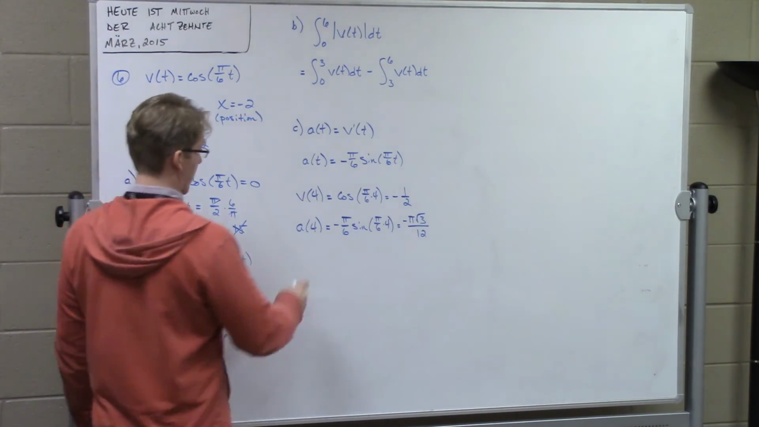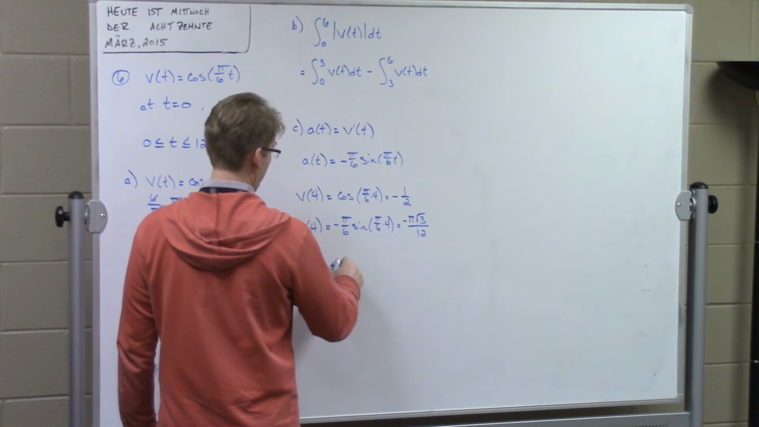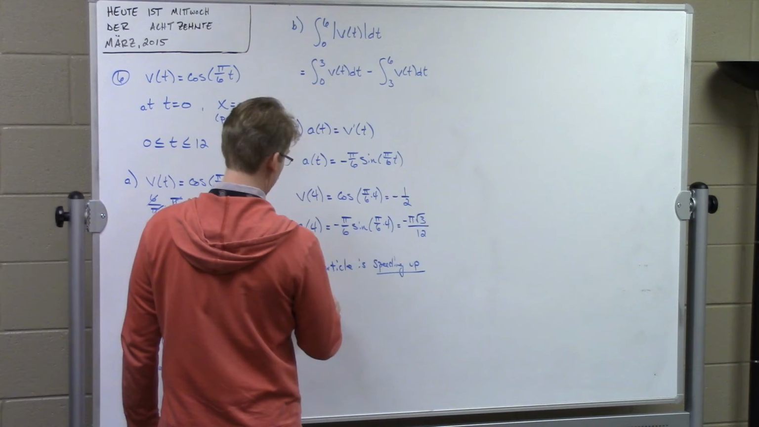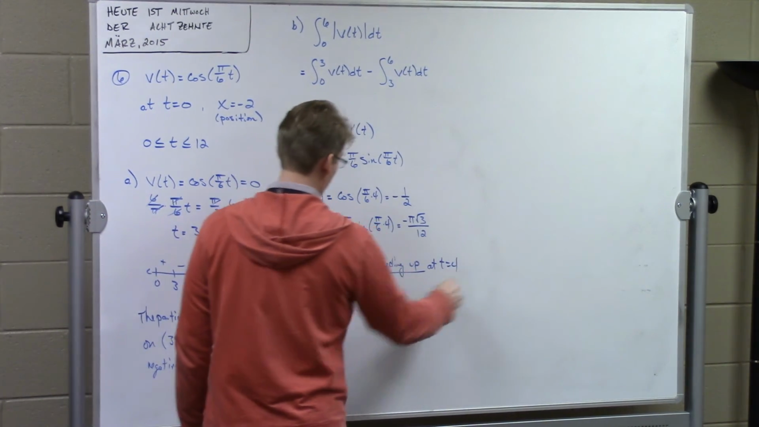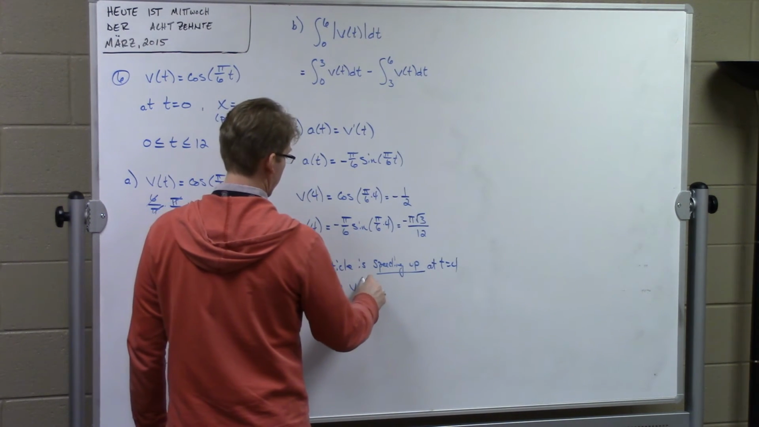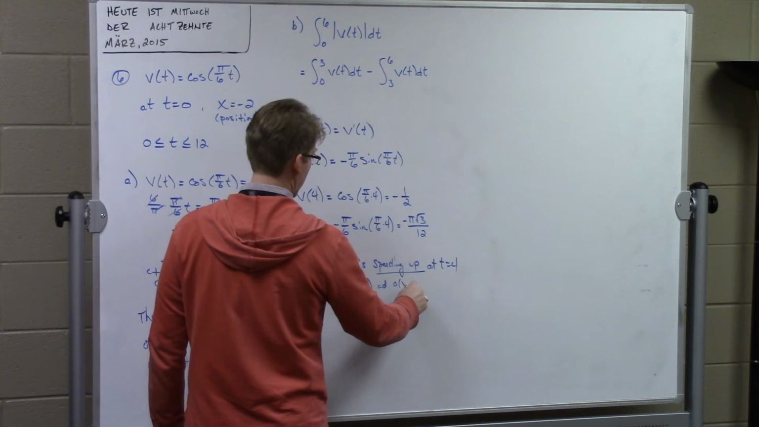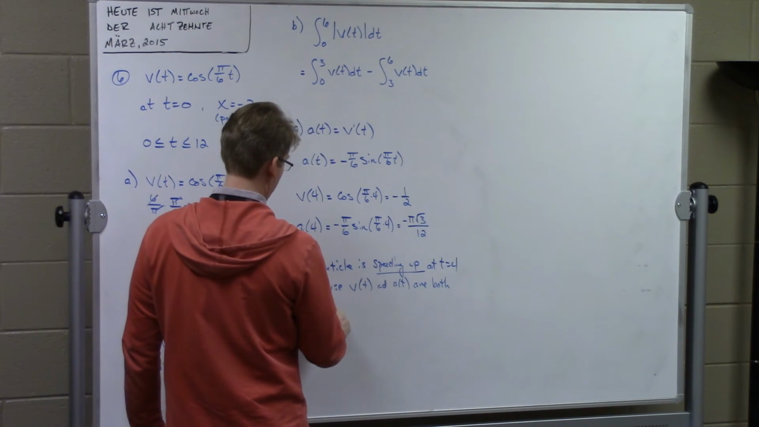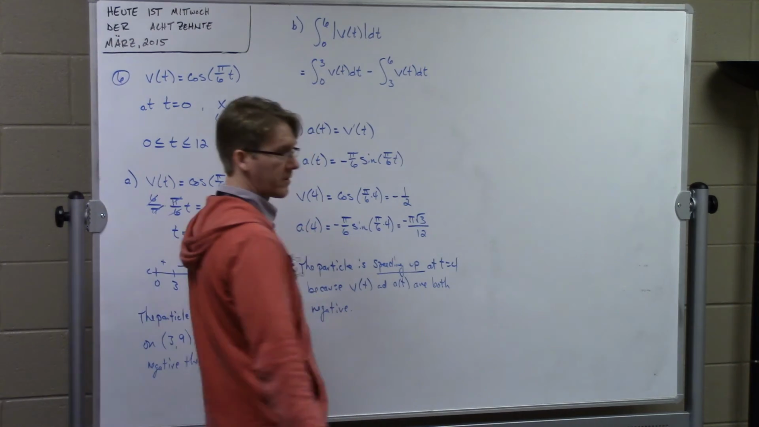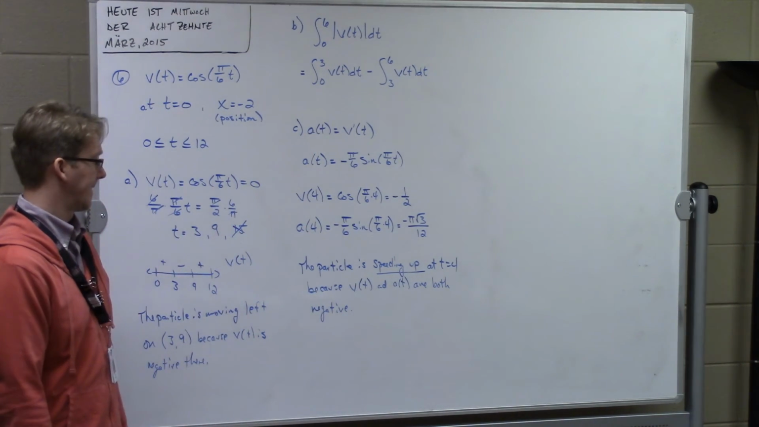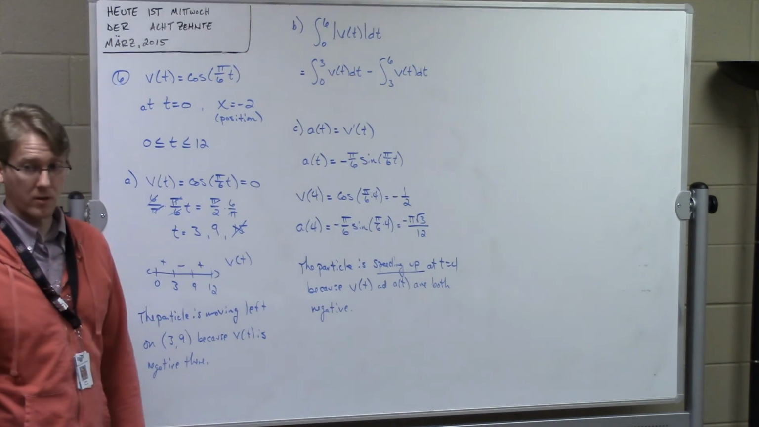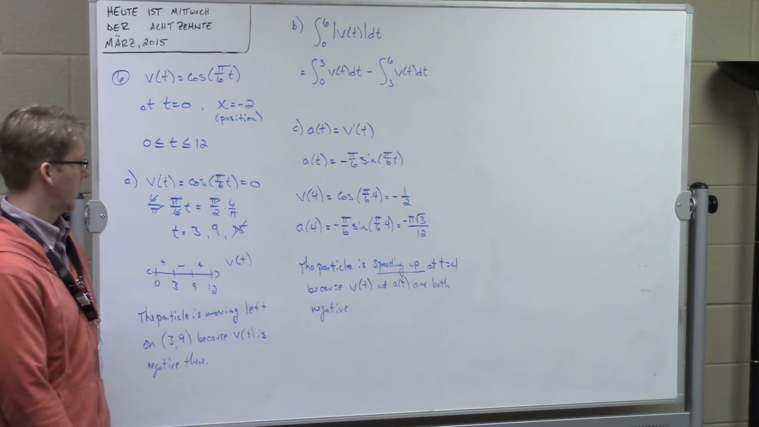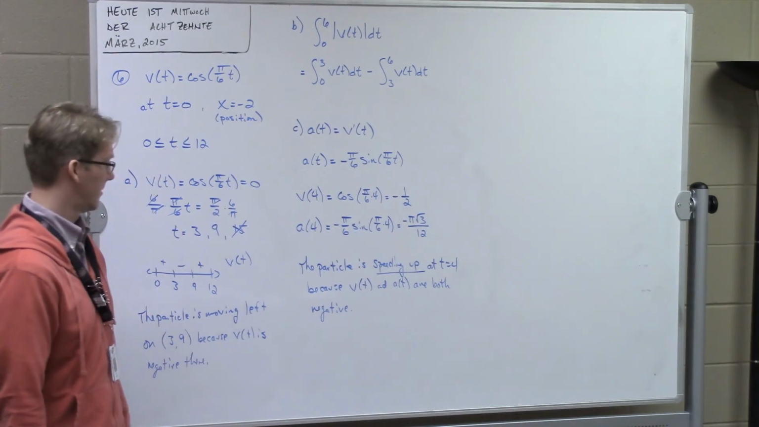So the particle is speeding up at t equals 4, because both V of t and A of t are negative. Think about it as multiplying two negative numbers together. By the way, not only is it speeding up, it is speeding up in reverse. It's on the x-axis, so it's heading backwards, faster.